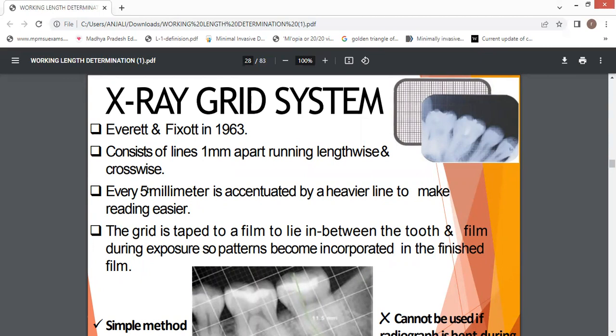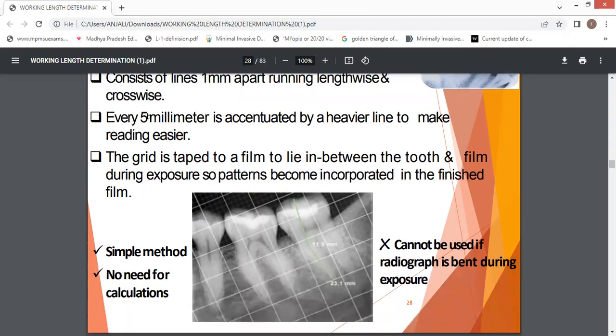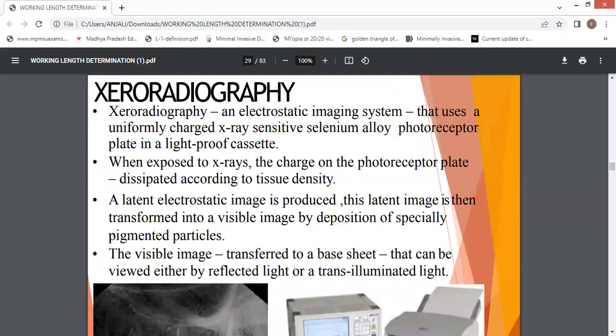The grid is taped to a film to lie in between the tooth and film during exposure, so patterns become incorporated in the finished film. It is a simple method. There is no need for calculations, but it cannot be used if radiography is spent during exposure.